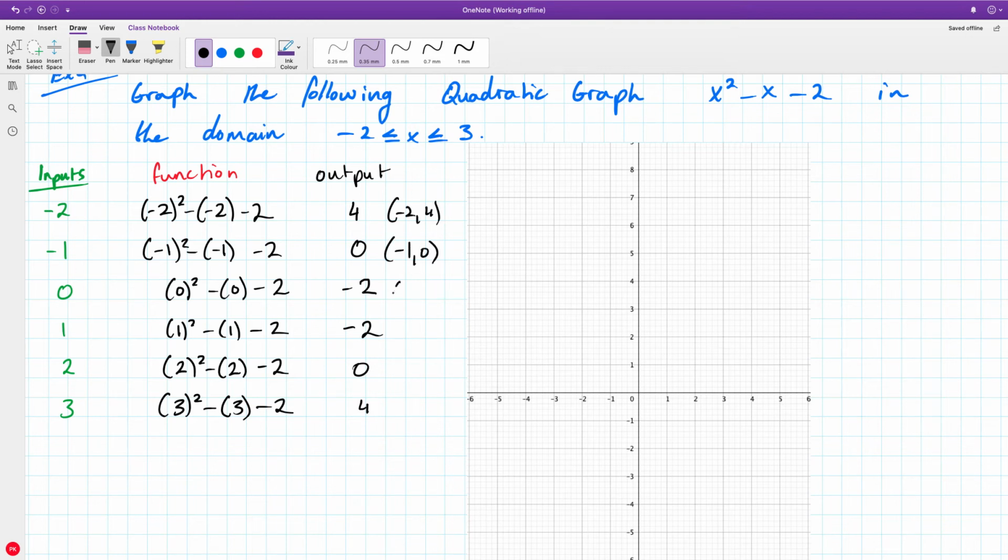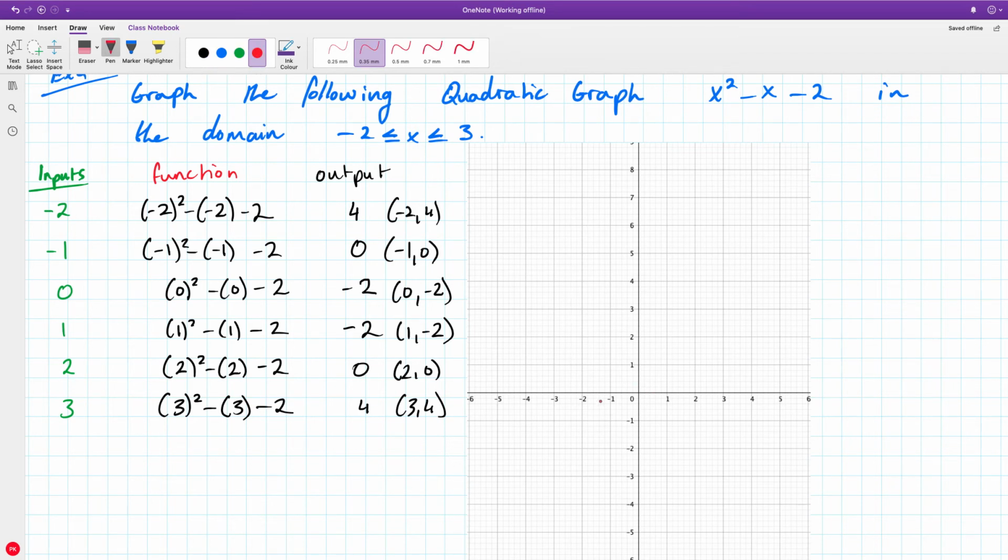So our points are minus 2, 4, minus 1, 0, 0, minus 2, 1, minus 2, 2, 0, and 3, 4. Can we see how it's way easier to make a mistake when you do it out in the table? It's way handier if you do it on the calculator. So we're going to plot these points then.